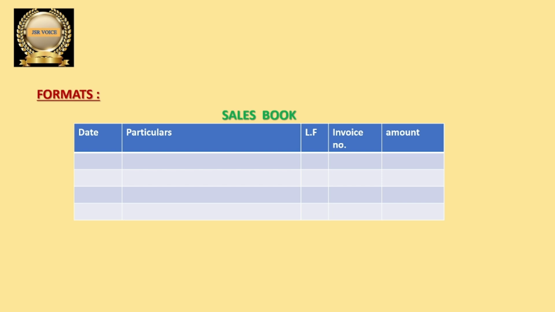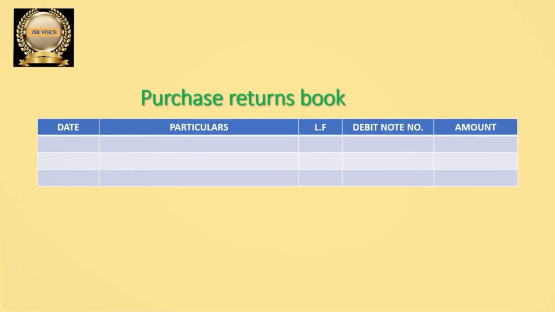We write the date in the date column. In the particulars column, the name of the person to whom sales are made will be recorded. The LF column is always empty. Invoice number means bill number. In the amount column, we should record the amount. This is the format of the sales book. Let us go and discuss the next format, that is the purchase returns book.